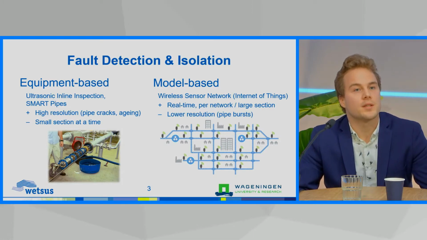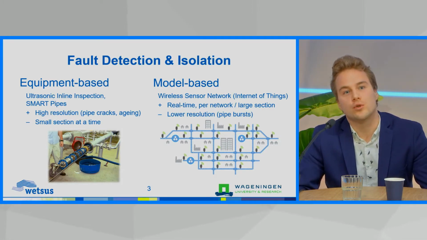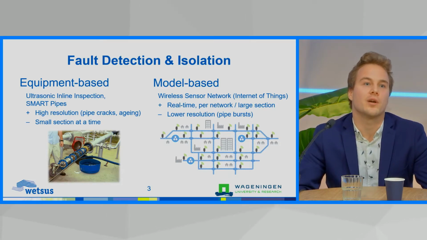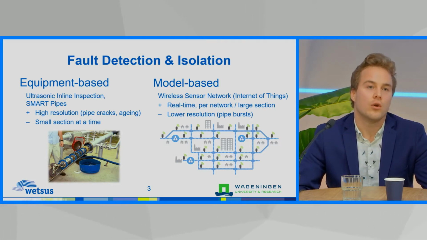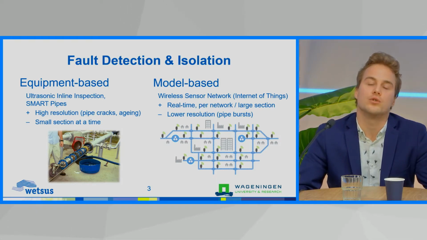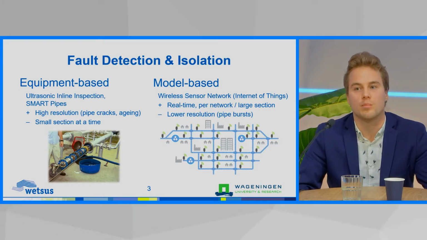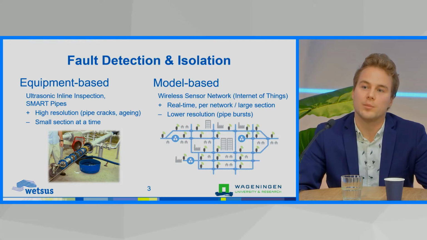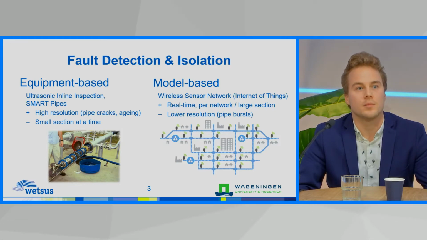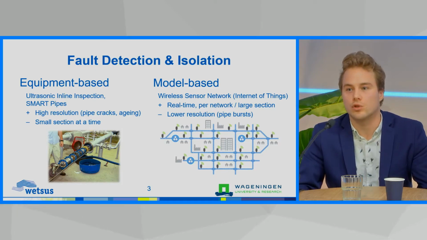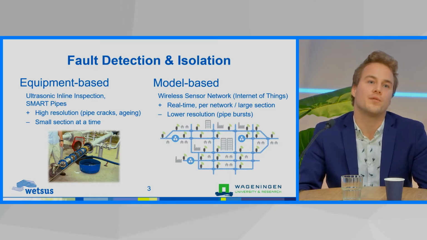To back up a little bit, there are basically 2 different approaches to obtain more insight in what's happening in your drinking water distribution network. We have the equipment-based technologies, ultrasonic inline inspection, for example, with robots that crawl through the pipes and using ultrasonics can in a high resolution map every millimeter of the pipe to see what the condition is, or even smart pipes that come already on the market that are delivered with sensors already embedded in them. So you just install a pipe that automatically measures the stuff.